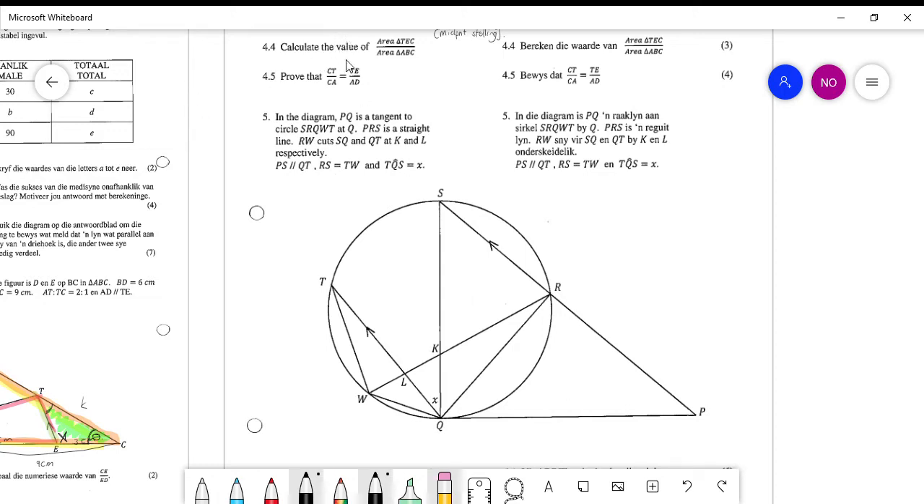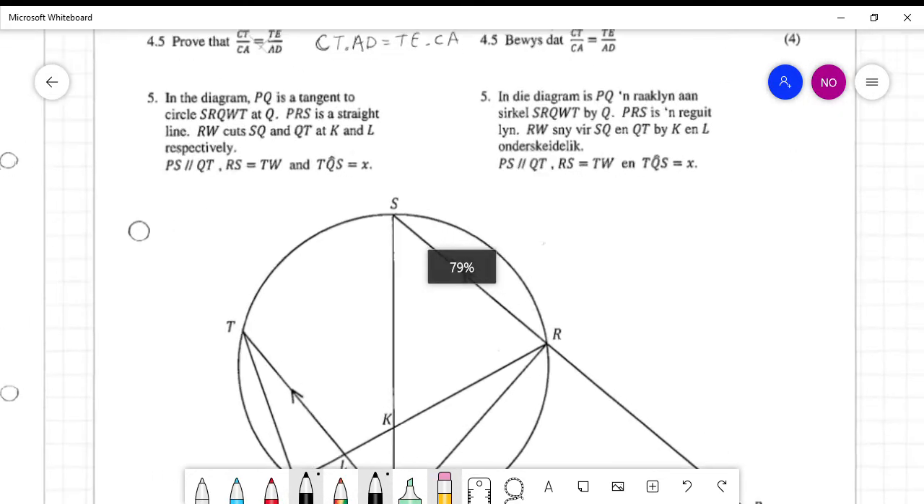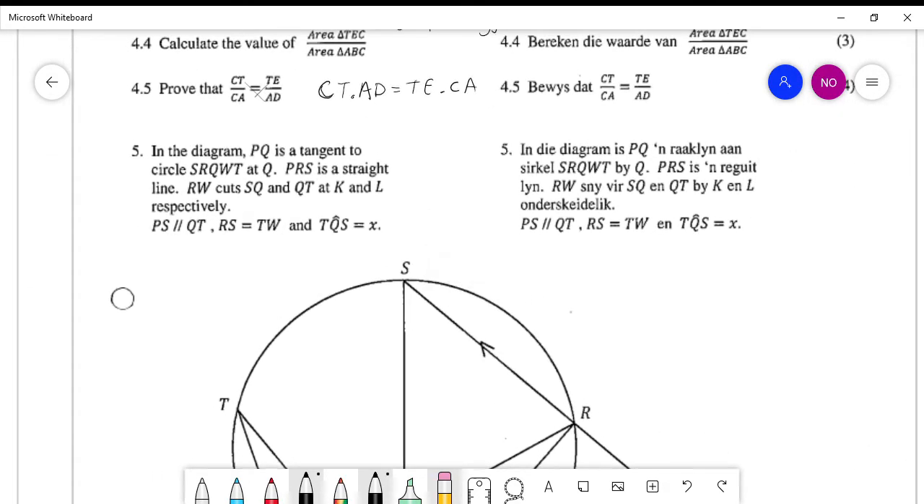That relationship is true. Okay, so remember guys, when you're doing this, you have to look at all the different geometry that you've done so far. So wanneer jy 'n verhouding sien, if you see a relationship that you have to prove, and remember it can also be written like something like this. CT times AD is equal to TE times CA. Those two things are the same. Do you see? Ek het net gekruis vermenigvuldig. Oh, this is very small. Sorry, guys. Okay. So those two things are the same.